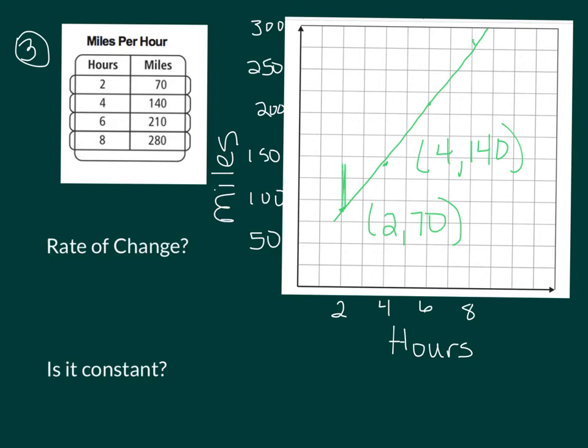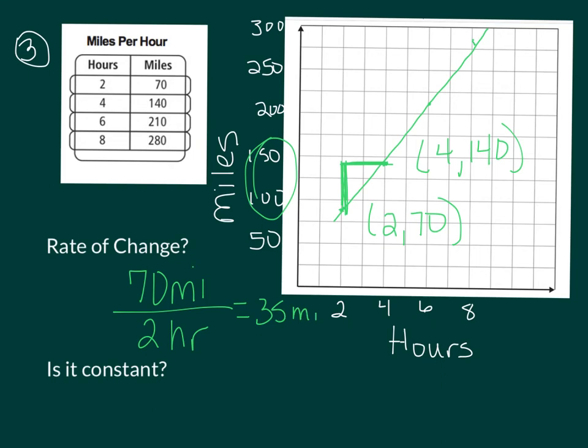Now I'm going to do my rise. Your rise is what changes over here, which is the 70 to 140. It went from 70 miles to 140 miles, so how much did it change? 70 miles. I did that by subtracting, 140 minus 70. Now my run is my horizontal change, and that went from 2 hours to 4 hours. You can subtract, 4 minus 2 is 2, or it's 2 units, and each unit's an hour. So reduce that and you get 35 miles per hour, and that's going to be my rate of change.